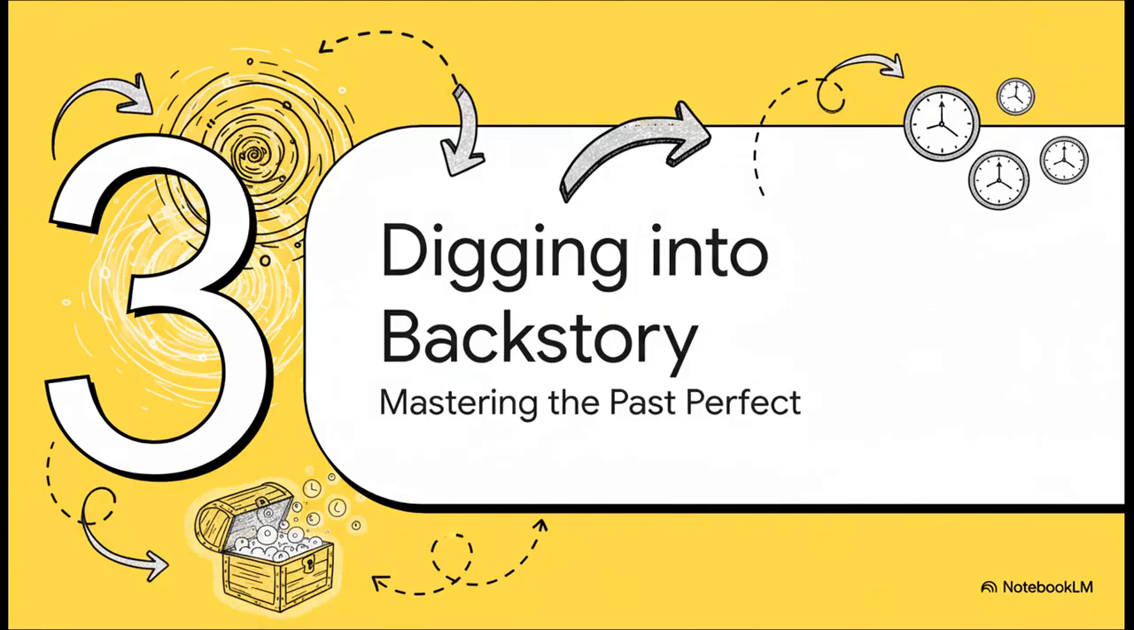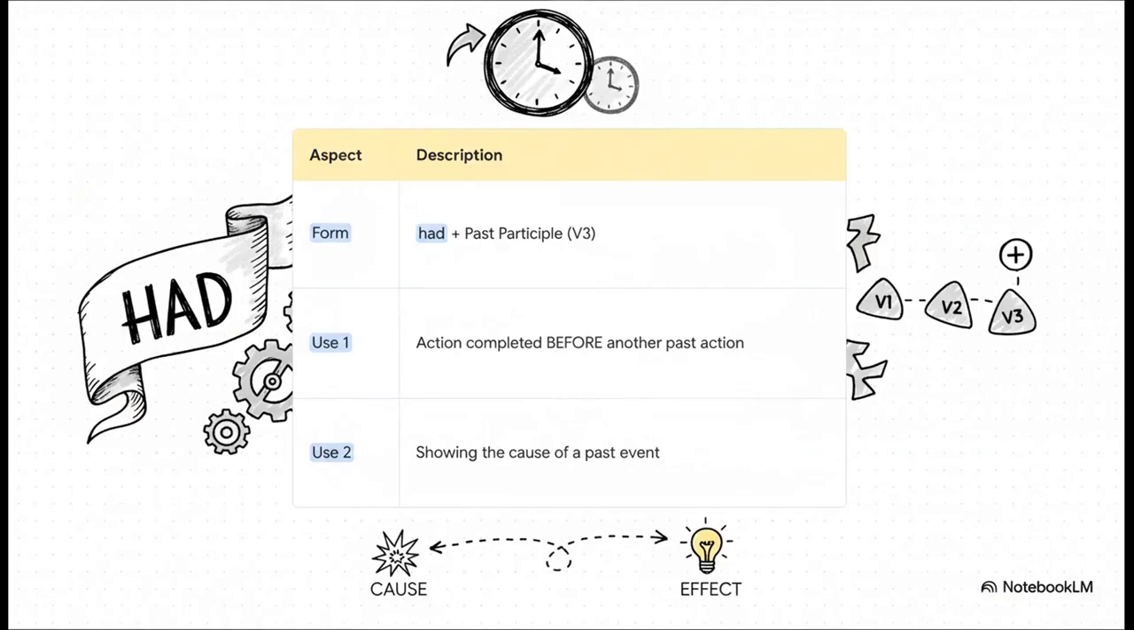All right, so what if you want to get a little fancier? What if you need to tell a story out of chronological order? You need to jump back in time to give a little backstory. For that, we need the past perfect. The formula is always the same. It's had plus the past participle, that third form of the verb. Its main job is to make it crystal clear that one action in the past happened before another action in the past. It's also awesome for showing the reason something happened.